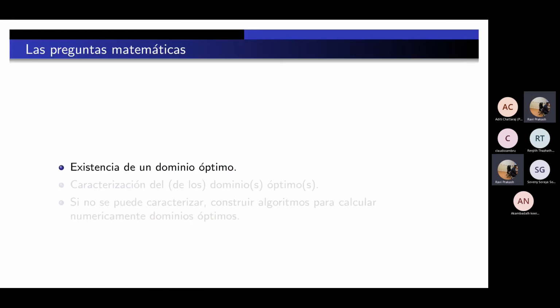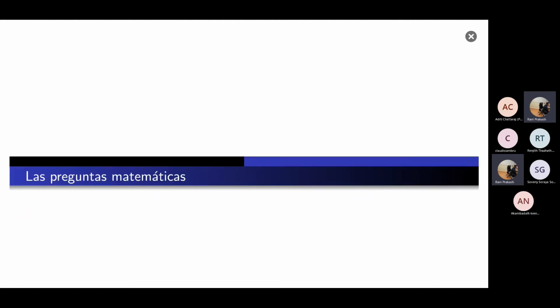So as I said, the existence of a shape which minimizes the problem, and to identify the shape are the two main problems of interest.